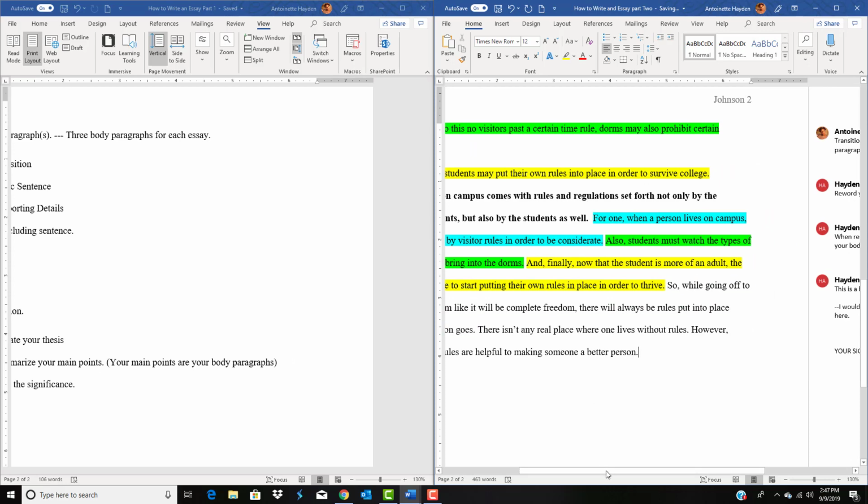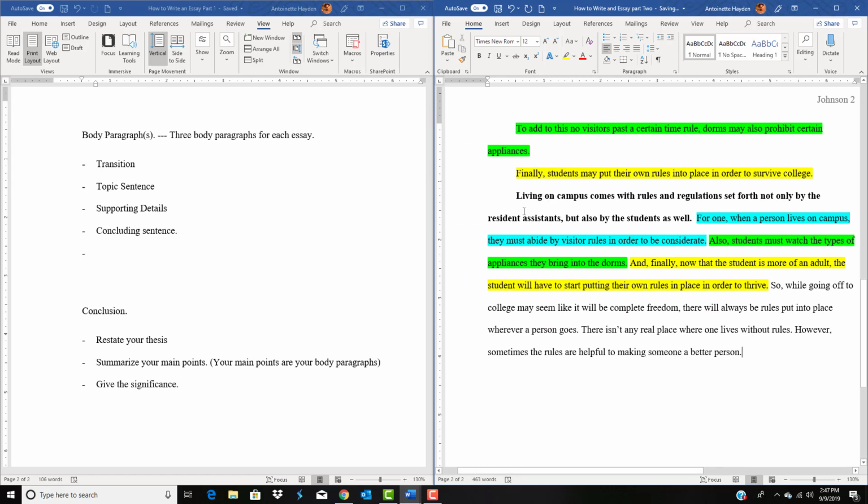So restate the thesis, summarize the main points, give the significance, give the so what, tell the reader why it matters. So end on a strong point. And don't bring in new information. That is the most important part of your conclusion. Do not bring up new information.